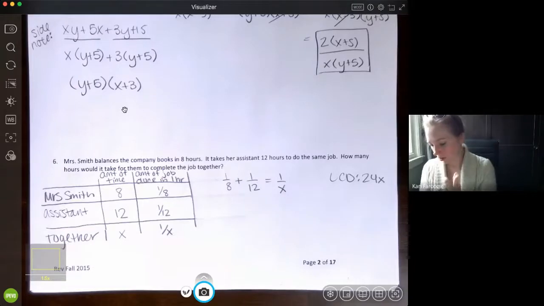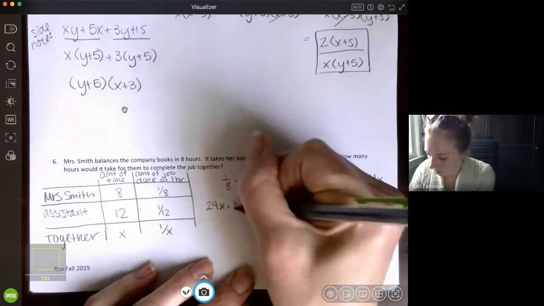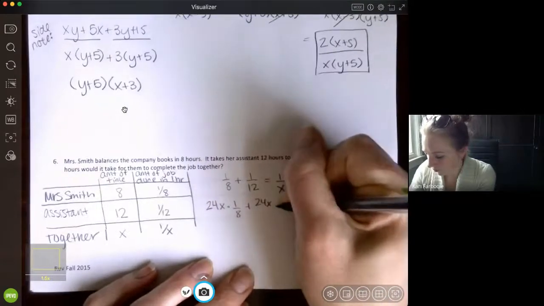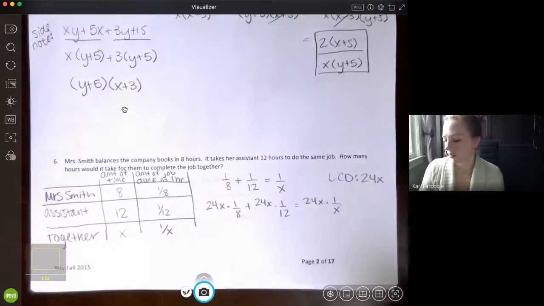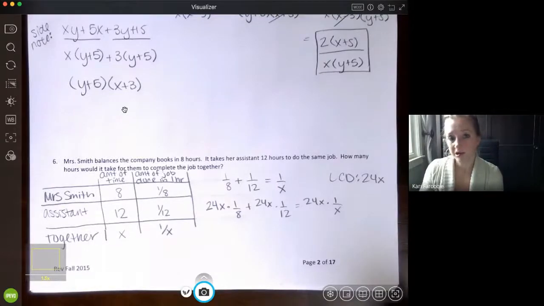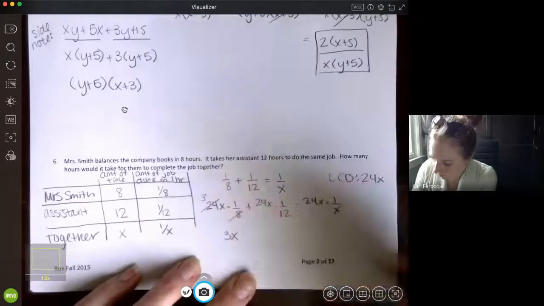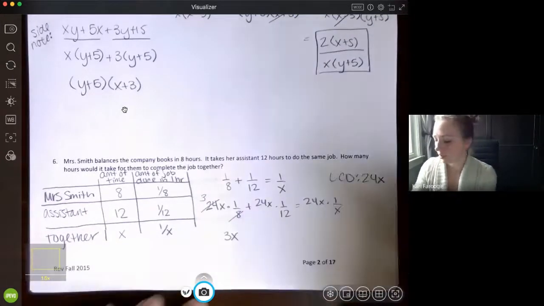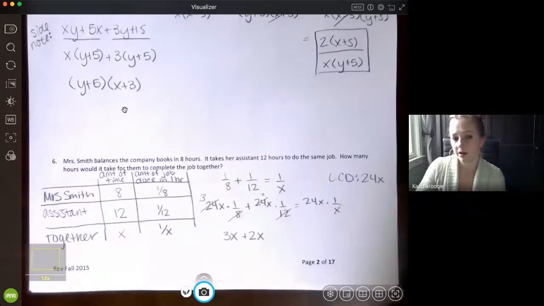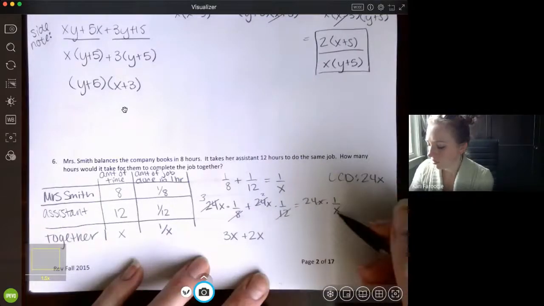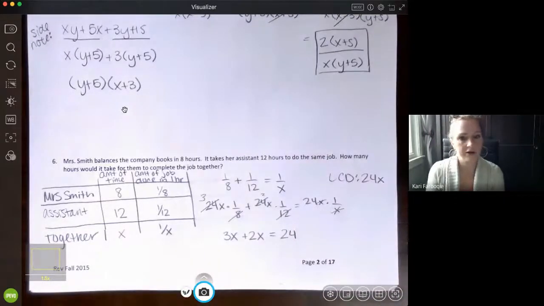Okay, wonderful. So let's go ahead and multiply each term by 24x. And when we do that, we're going to get those denominators to cancel out. I know that 8 goes into 24 3 times, so the first term will be 3x. I know that 12 goes into 24 twice, so the second term will be 2x. And then the x's will cancel on the right-hand side, and x divided by x is 1, so we'll just have 24 on the right-hand side.